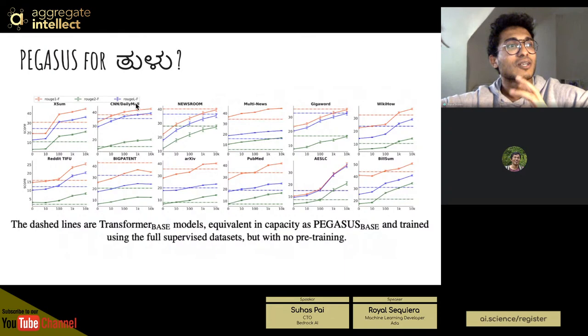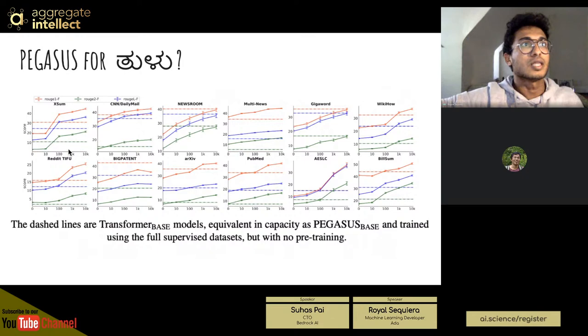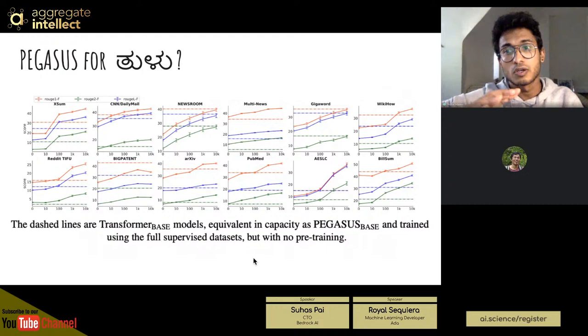What is interesting here is that they use the transformer base model, and they do full supervision from the entire data set, which is data sets that have 20K to 200K examples. That's the amount of training data they use for transformer-based supervision, and those are the dashed lines. The different colors are different versions of Rouge, so we don't really have to pay much attention there.